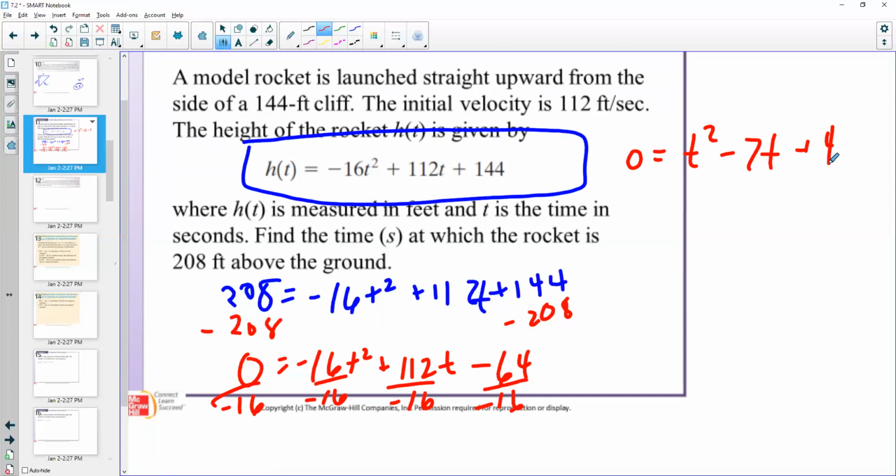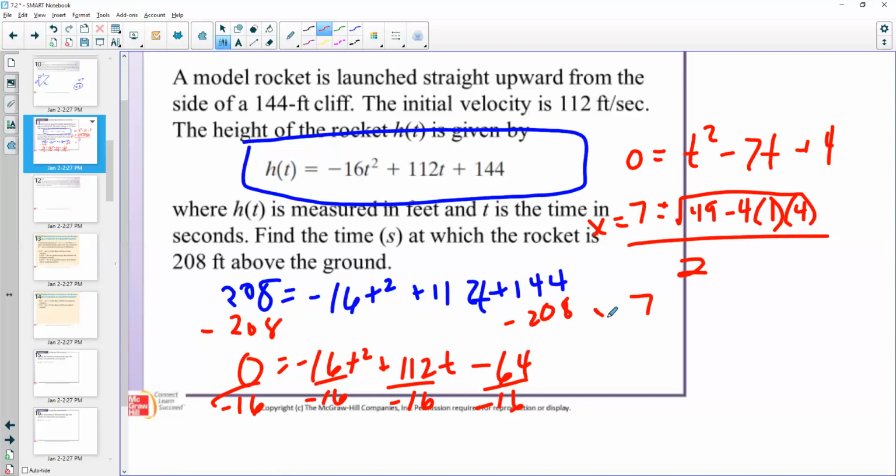No. Can I use the square root property? Not really. Well, then the answer is quadratic formula, okay? So we know what a, b, and c are. Negative b is positive 7 plus or minus the square root of b squared, which is 49, minus 4 times 1 times 4, all over 2 times 1, which is 2. So I get t equals 7 plus or minus the square root of 49 minus 16, which is 33, all over 2. Now you can figure that out.